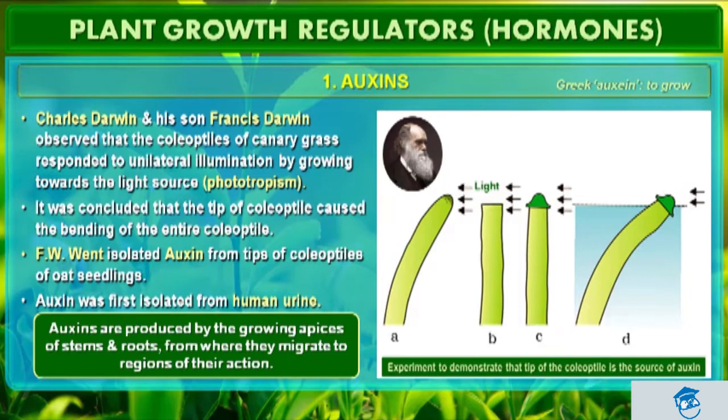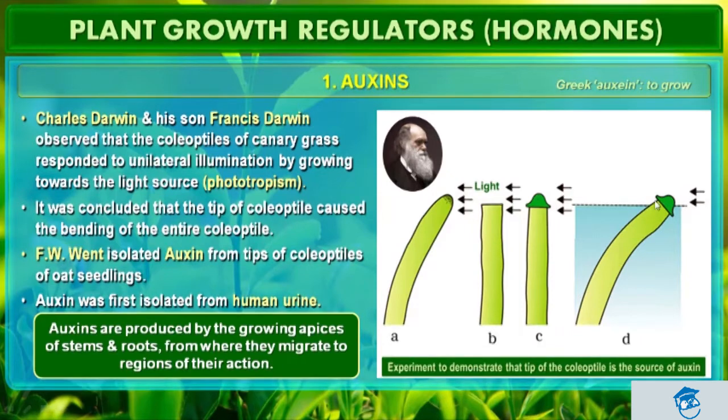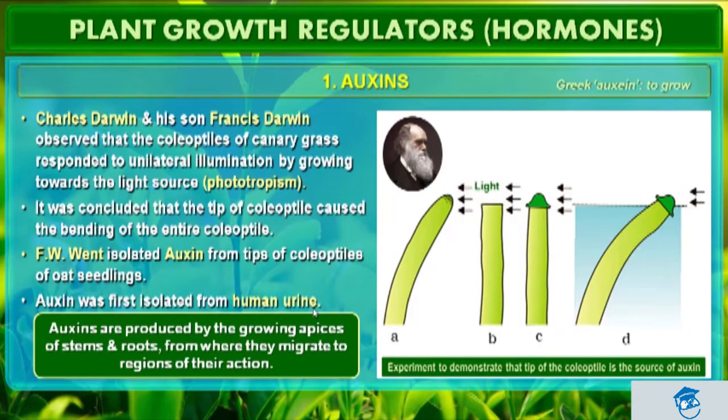Auxin was first isolated from human urine. Auxin was not isolated from the coleoptile tip first, okay? It was first isolated from human urine. So, a question may be asked, does human urine contain auxin or not? Yes, it contains auxin. Auxin is the only hormone which is found in human urine, students. Auxins are produced by growing apices of stems and roots, from where they migrate to the region of their action.